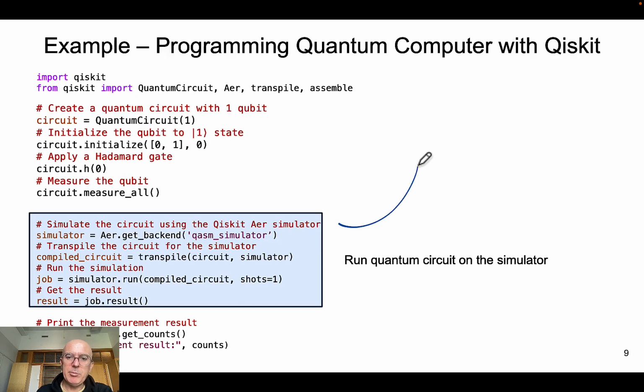Then we have a number of different functions that are needed to run either on a quantum computer or on the simulator, like in this case. Here I'm using the Qiskit Aer simulator, and then I do a transpilation process, which is a source-to-source transformation to run on the quantum simulator, and then we run it and we get the results. So sometimes it will be 1, sometimes it will be 0.